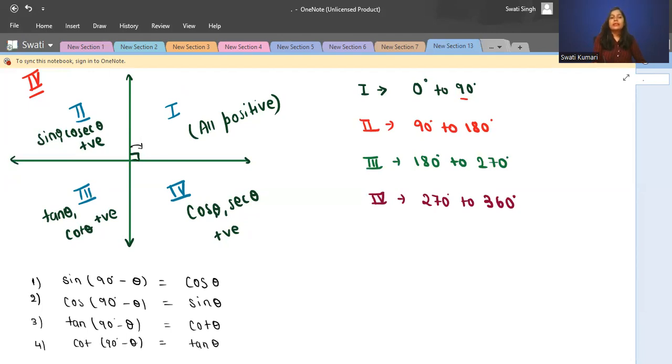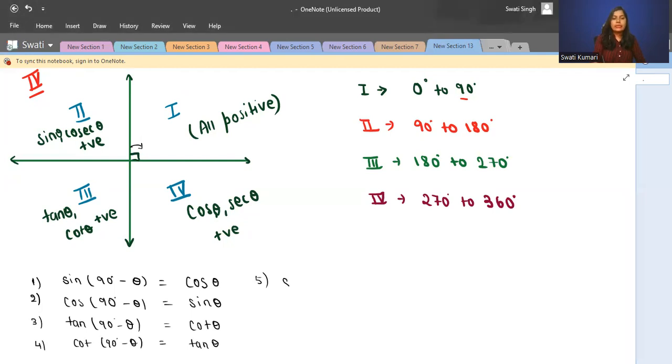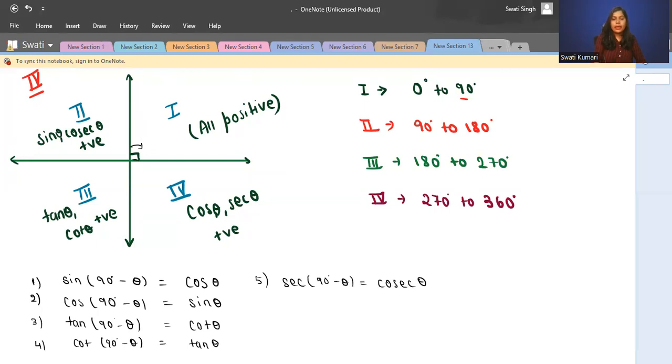Now let us talk about the next. We have talked about sine, cos, tan, and cot. Now we have to talk about sec and cosec. Sec and cosec are opposite of each other here. So sec of 90 degree minus theta will become cosec theta. And cosec of 90 degree minus theta is going to be sec theta.